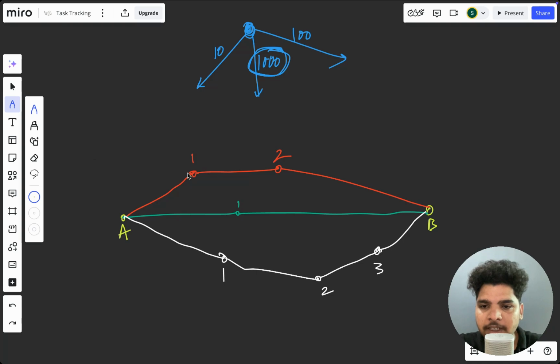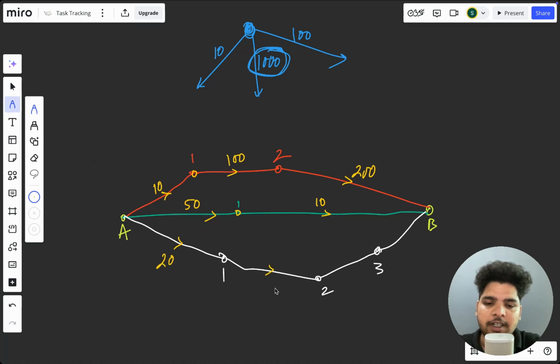Let's say on this path, if you go to point number 1, the distance from A to point number 1 is 10. From A to this point, the distance is 50. From here to here, the distance is 10. From here to here, the distance is 100. From here to here, the distance is 200. From here, the distance is 20. From here to here, the distance is 5. From here to here, the distance is 10. From here to here, the distance is 2.